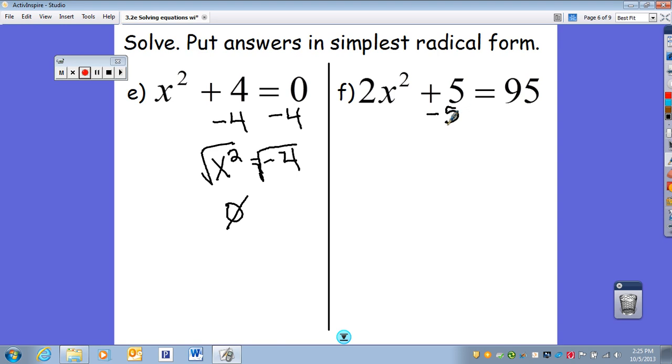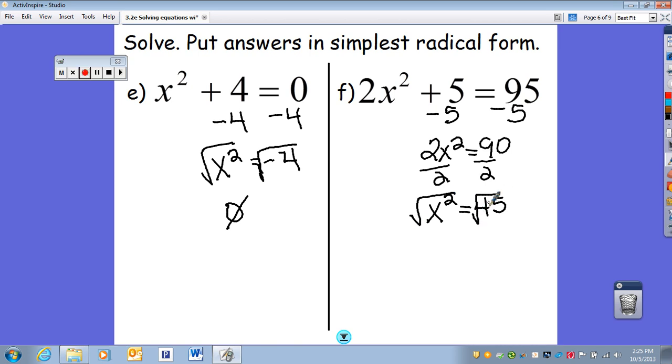In our next example, we're going to subtract 5 from both sides. So we have 2x squared is equal to 90. And we're going to divide both sides by 2. And so we have x squared is equal to 45. Now we're going to take the square root of both sides, and so we have x is equal to plus or minus the square root of 45.